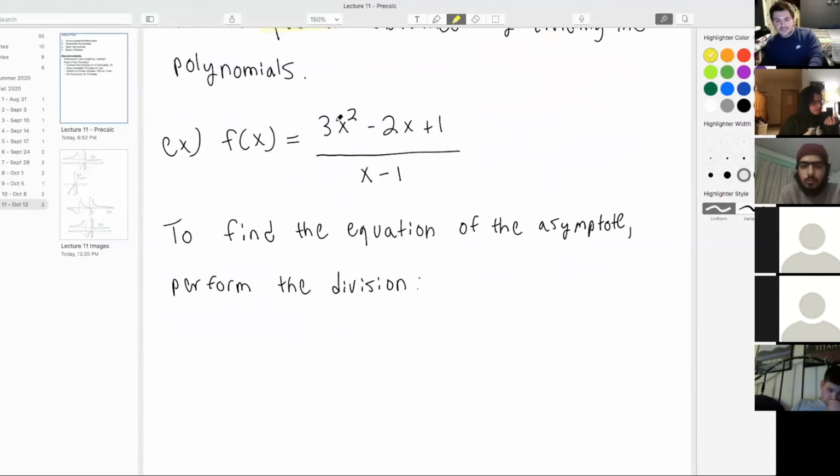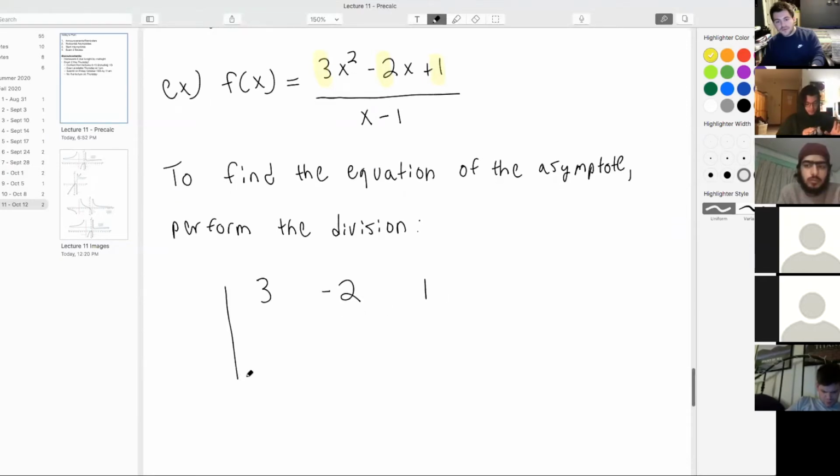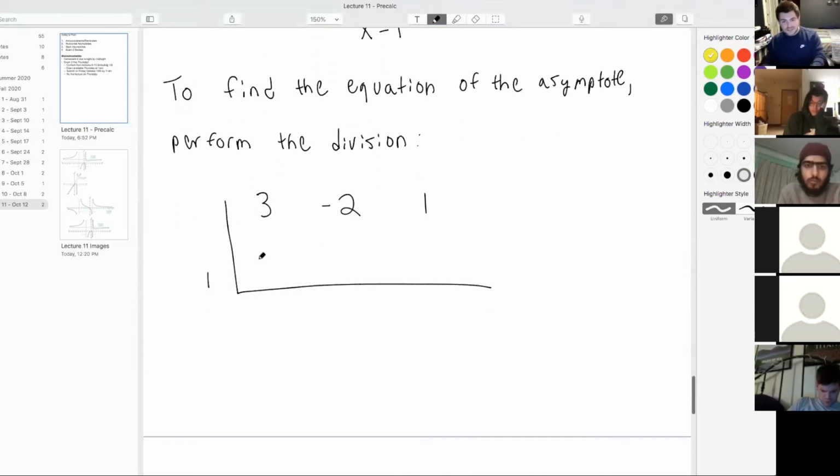So for synthetic division, remember you just take the coefficients of the numerator, so I'll write down 3, -2, and 1. I put this half box, and then our k value here, be careful, we have an x minus 1 in the denominator, so the k value will be +1. So I put a 1 here. Now let me carry out this division: bring down the 3. 3 times 1 is 3, -2 plus 3 is +1, 1 times 1 is 1, and 1 plus 1 is 2.